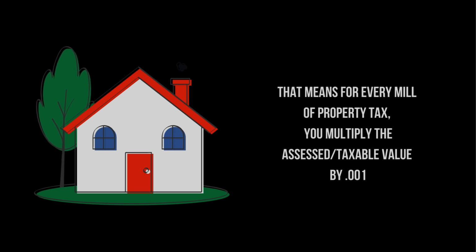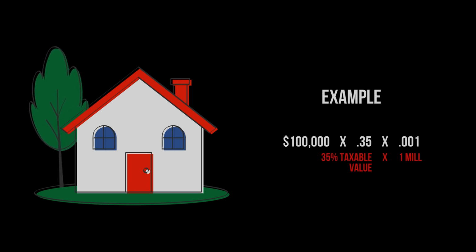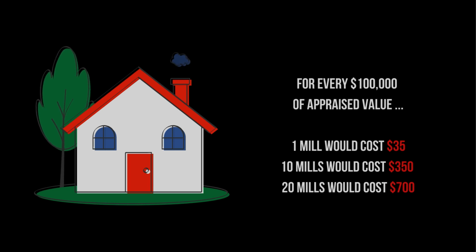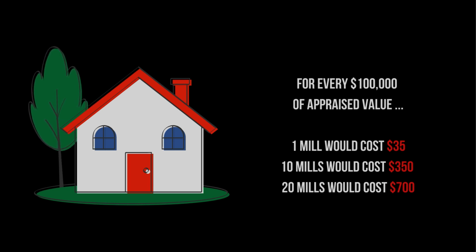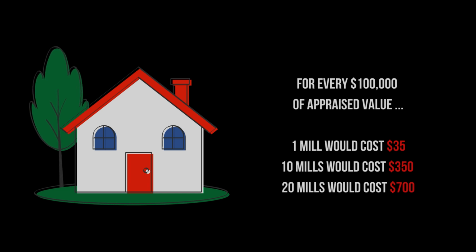That means for every mill of property, you multiply the assessed or taxable value by 0.001. The example of a property appraised at $100,000 is often given to help illustrate. When a property is appraised at $100,000, the assessed or taxable value is only $35,000. If that $35,000 was taxed at 1 mill, it would be multiplied by 0.001. So, for every $100,000 of appraised value, 1 mill would cost $35, 10 mills would cost $350, and 20 mills would cost $700 before exemptions and rollbacks.